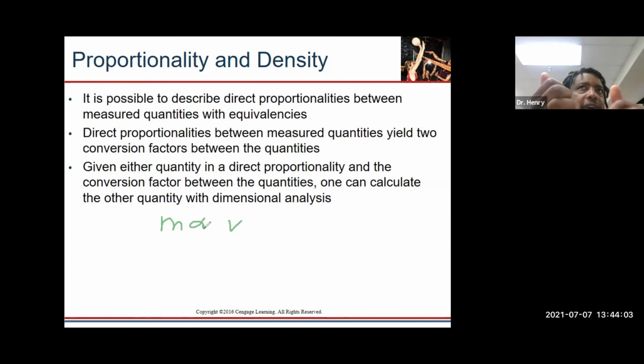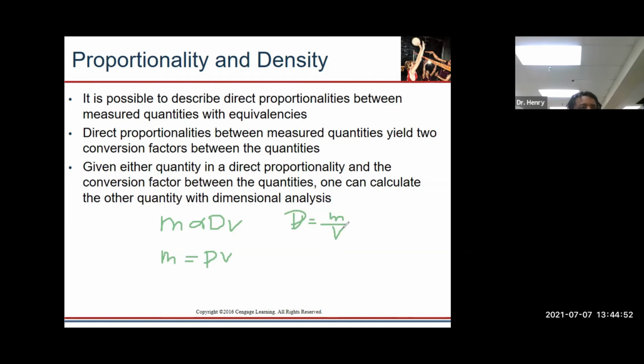Okay. So since mass and volume are directly proportional, we can give it a constant value. In this case, we can call that constant value density. By giving that constant value, we can set these equal to each other. So we can say mass is equal to density times volume. Or we could change that around and say density is equal to mass divided by volume. That's a D, not a P.